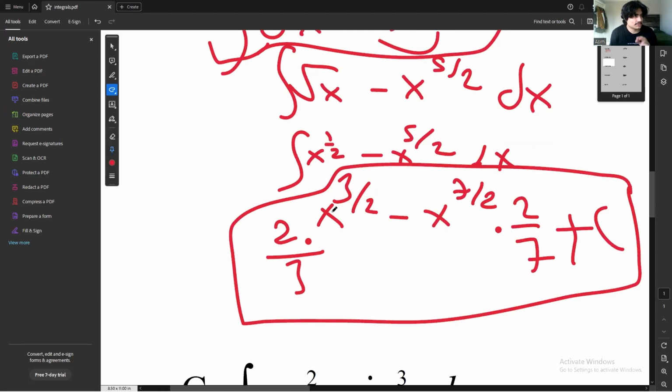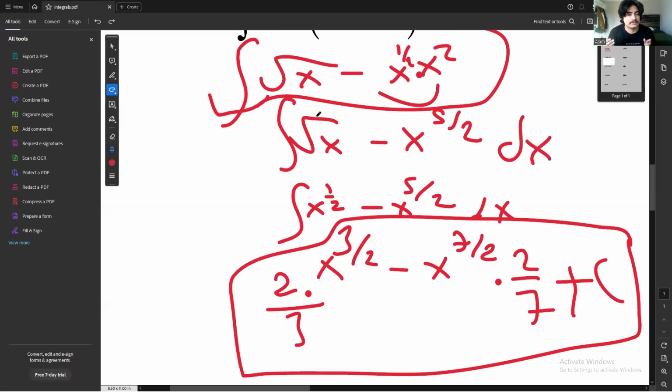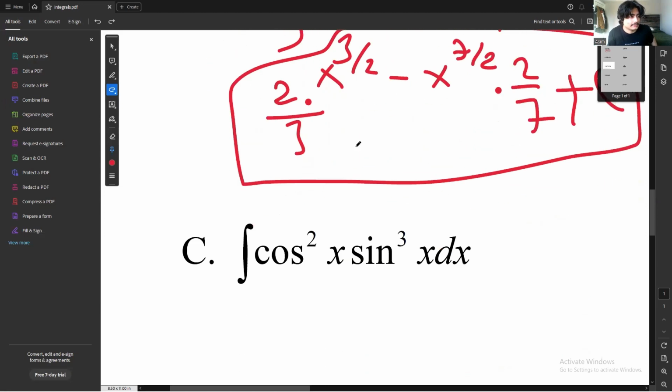So what I did, it might look quite complicated, but actually it's not. I just made this integral simpler by using exponential fractions, and after that I just increased my exponent by 1 and divided it. So there's nothing complicated in this case, so just don't worry, guys.